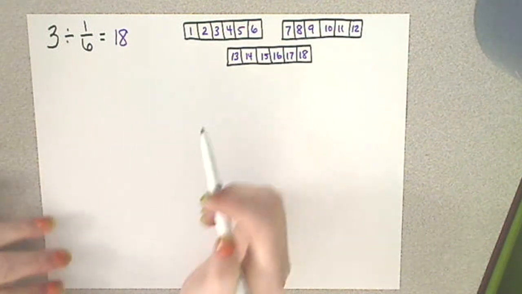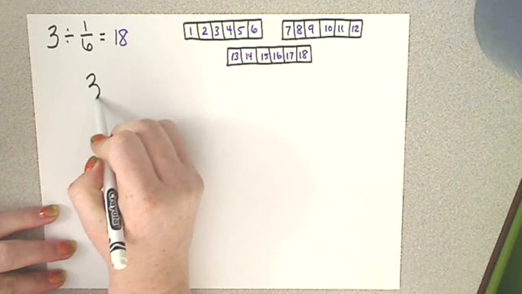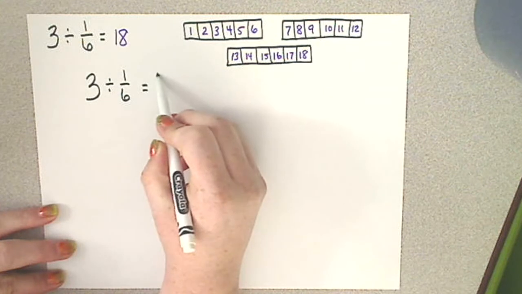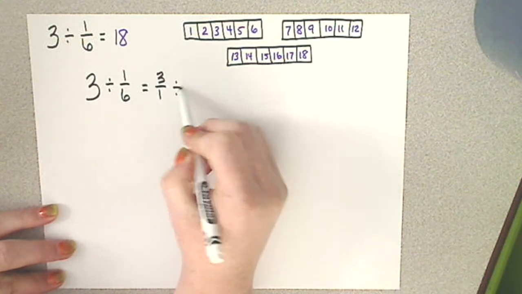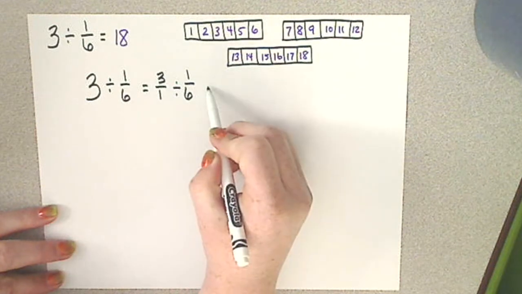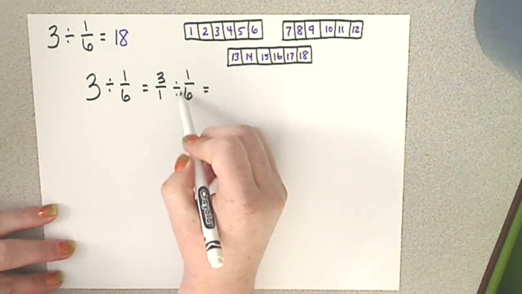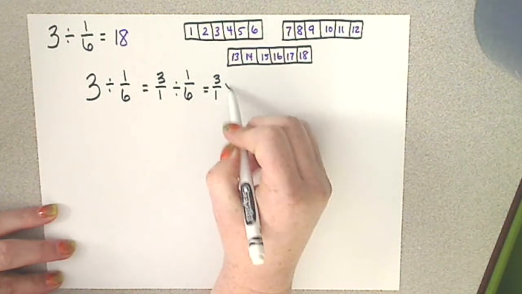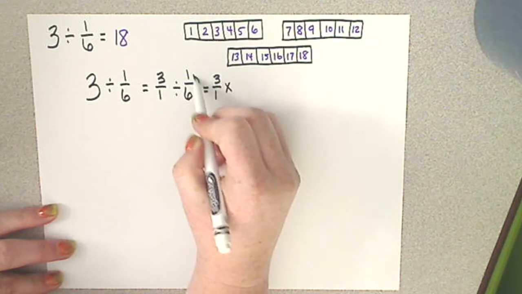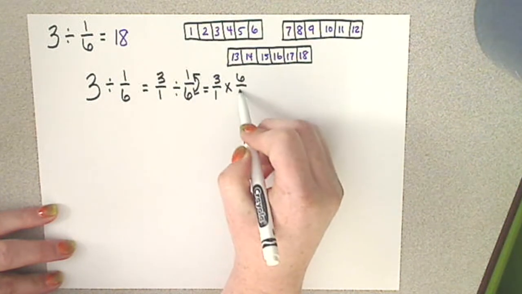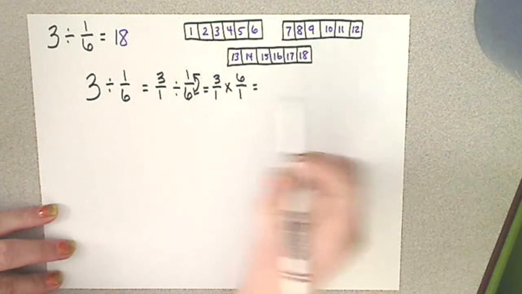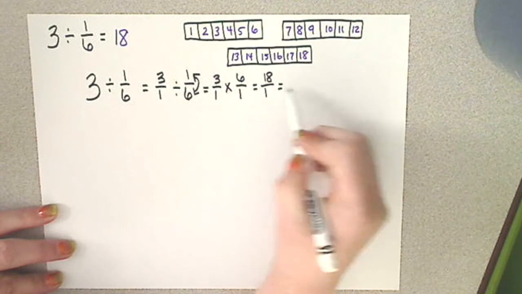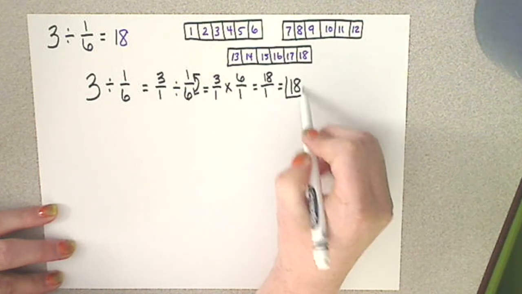And now to take a look at the standard algorithm. 3 divided by 1/6 equals 3 over 1 divided by 1/6. And then we have to flip-flop our division for multiplication and get the reciprocal of our second factor. 3 times 6 is 18. 1 times 1 is 1. 18 over 1 equals 18.